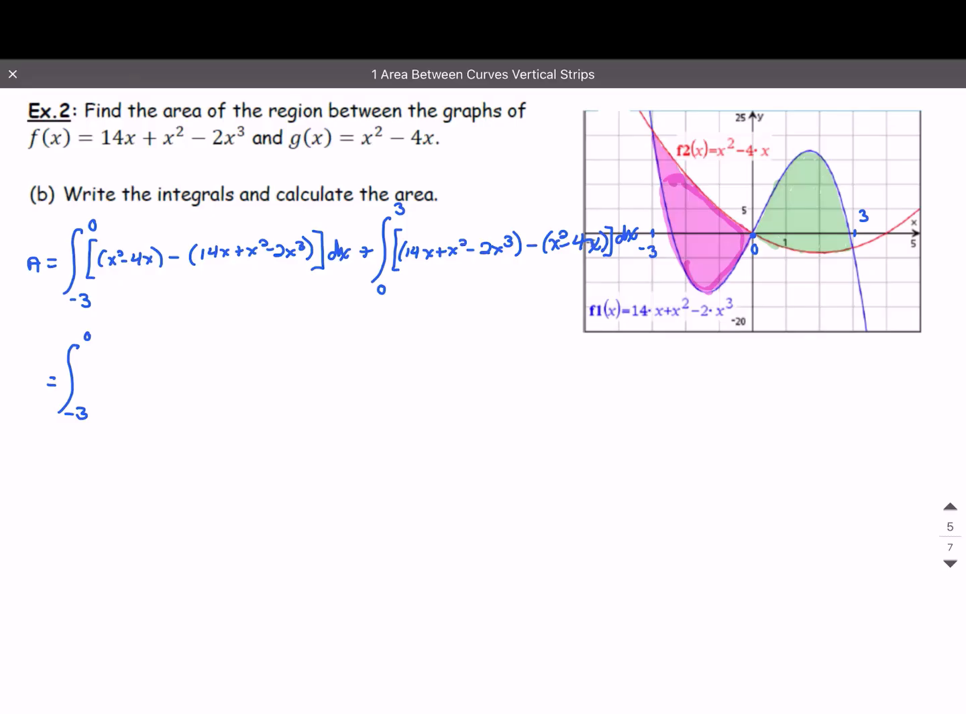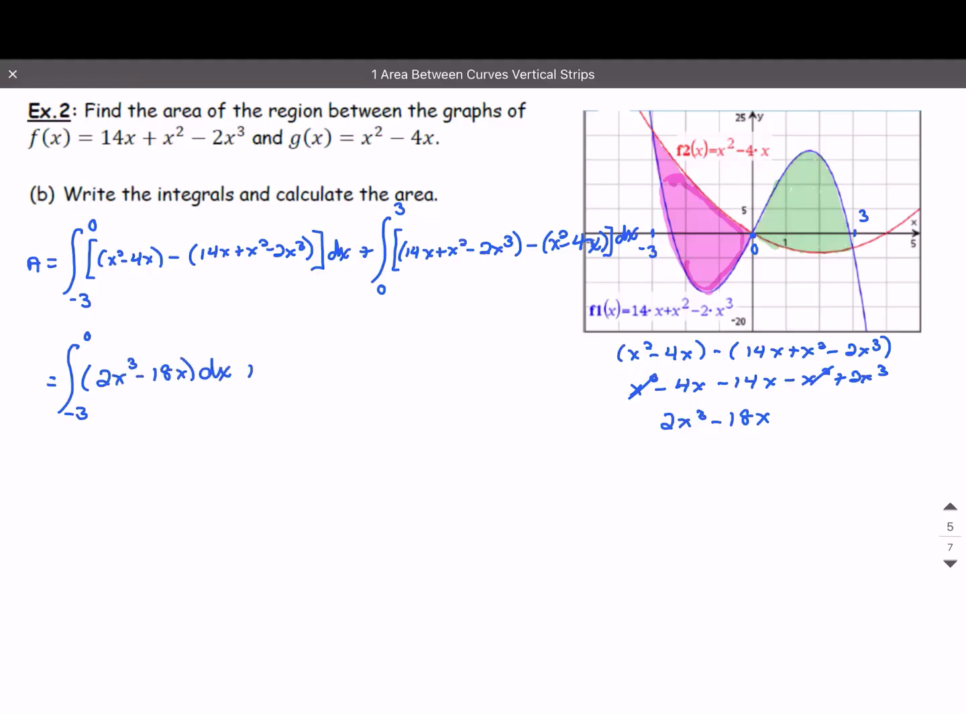Now I'm going to come over here for a minute, and we're going to do that subtraction. X squared minus 4x minus 14x plus x squared minus 2x cubed. We're going to distribute that negative into the second parentheses, so minus 14x minus x squared plus 2x cubed. The x squareds are going to add to 0. I'm going to have 2x cubed minus 18x. So there we go. 2x cubed minus 18x dx plus the integral from 0 to 3. Now this subtraction is just reversed, which means the answer is going to have the opposite signs, 18x minus 2x cubed. I don't care which order you write it in, dx.